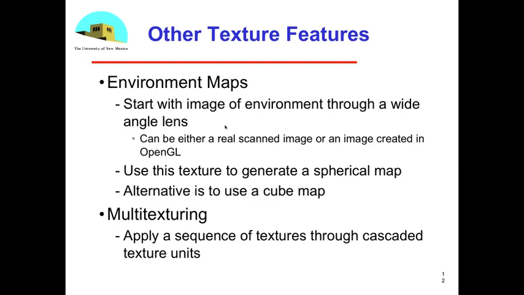Multi-texturing, as we said, is just applying a sequence of texture units. It's also a way of creating some effects and also reducing anti-aliasing in your image. A lot of that is not quite yet available in WebGL, but we're going to be seeing it. And once again, you can do an awful lot yourselves within your fragment shaders.